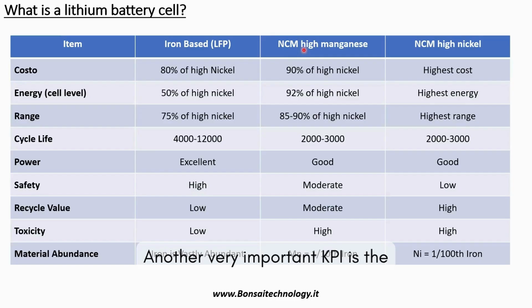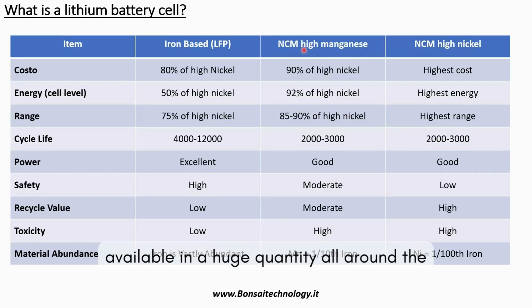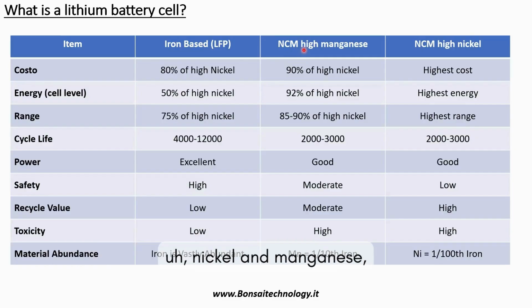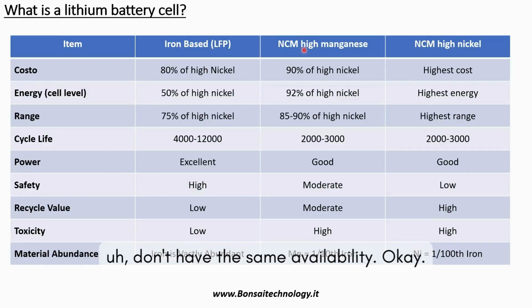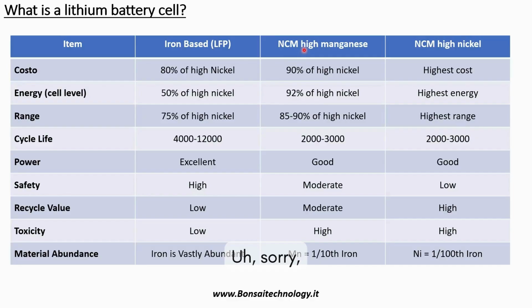Another very important KPI is the material availability. Iron is very, very available in huge quantity all around the world, worldwide. Nickel and manganese don't have the same availability. Okay. Sorry, but give me 1 second.